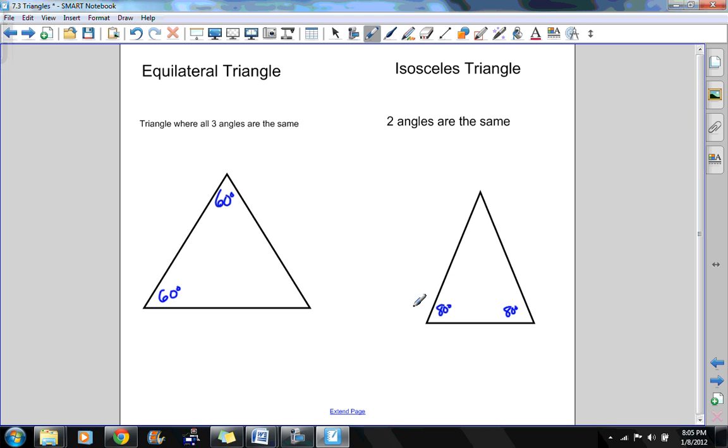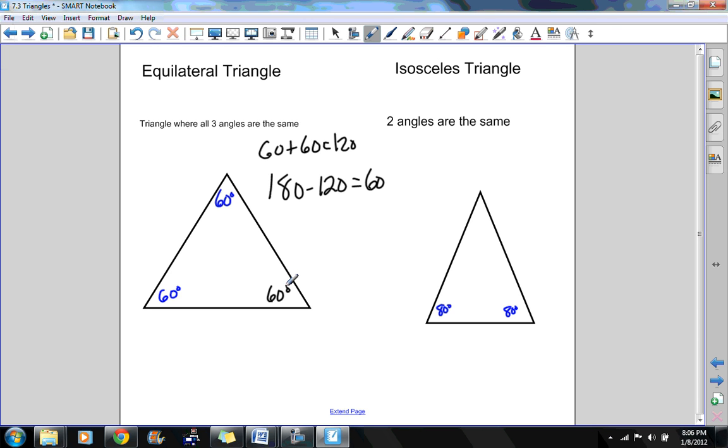Alrighty. Now we're getting a little more detailed. A triangle where all three angles are the same is an equilateral. Now you might say this only has two of the angles labeled. Well, that's true, but the triangle sum theorem tells us that we can figure out the third by simply finding the angle measures of these two and adding them up, which is 60 plus 60 is 120 degrees. And 180 minus 120 tells us that our third angle is 60 degrees as well. Equilateral triangle, we have all three angles are the same.